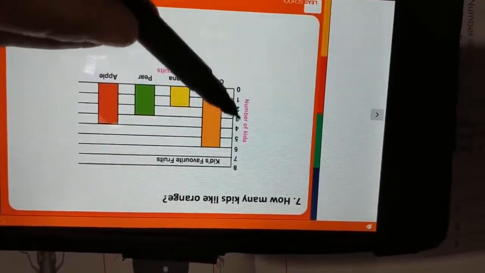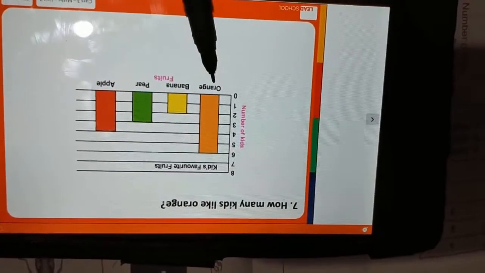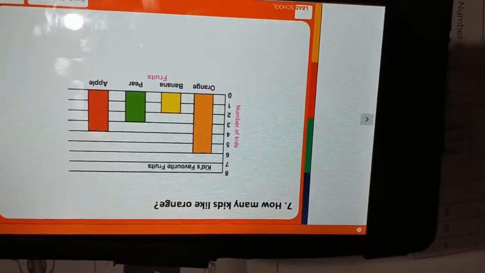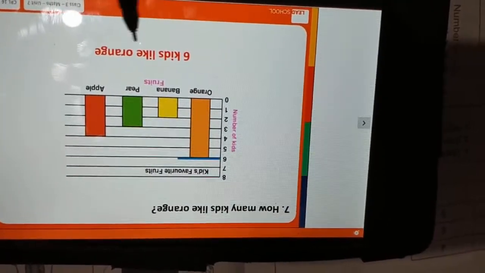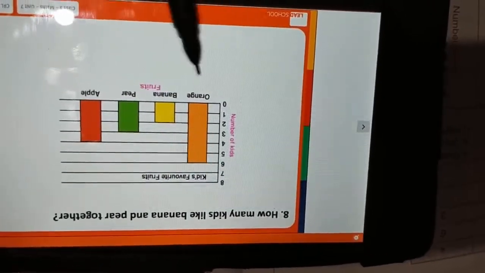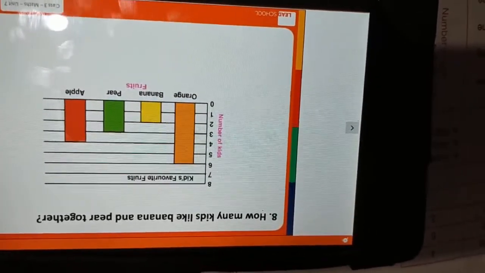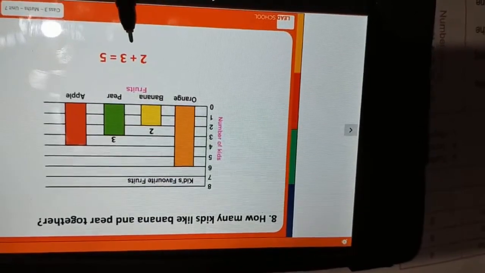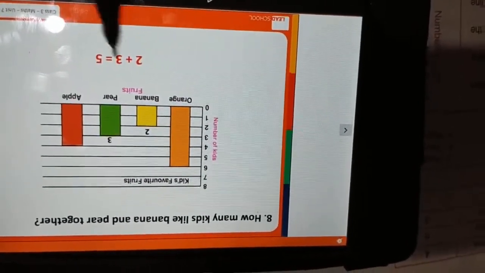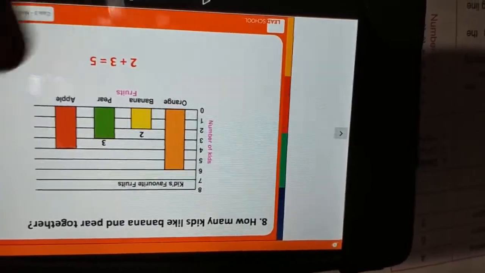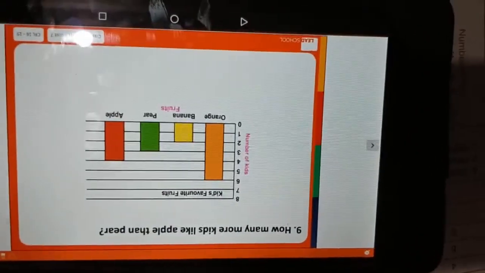Fruits and the number of kids are there. So in that, orange, banana, pears and apples. So 6 kids like orange. How many kids like banana? There are 2 kids. 2 plus 3 is equal to 5. How many kids like banana and pears together? 5 kids are there. Next question.